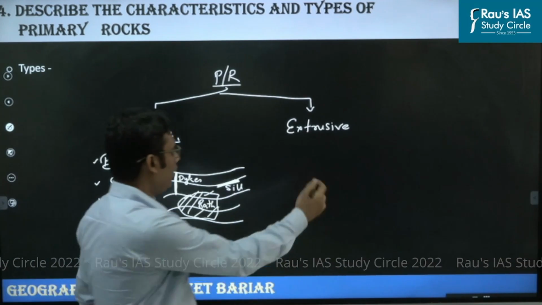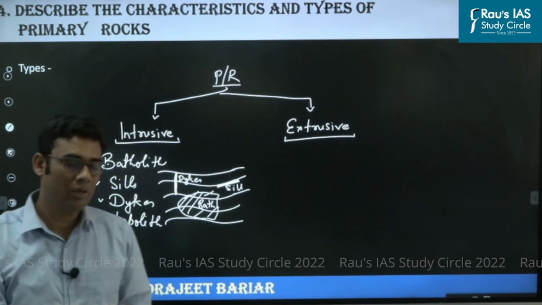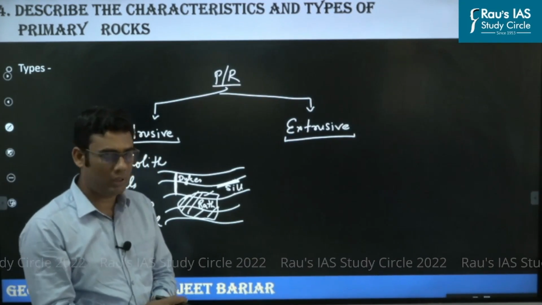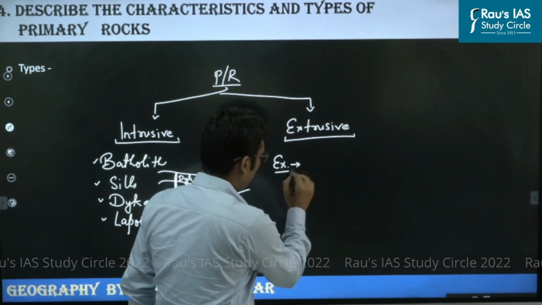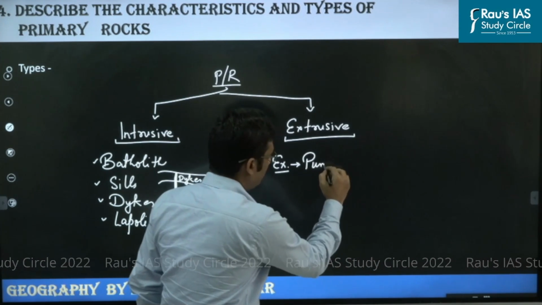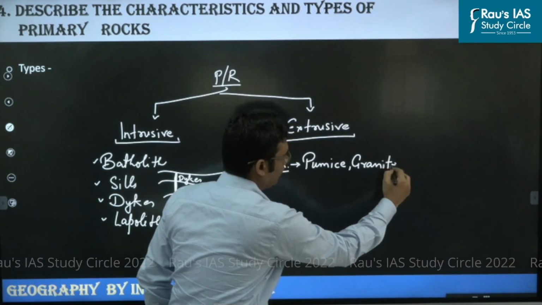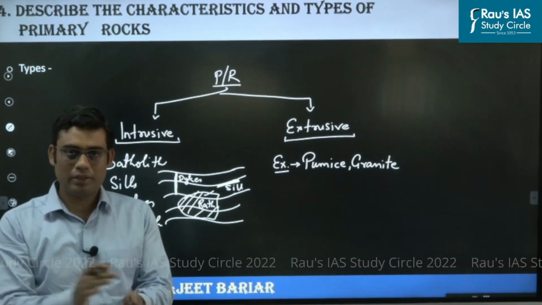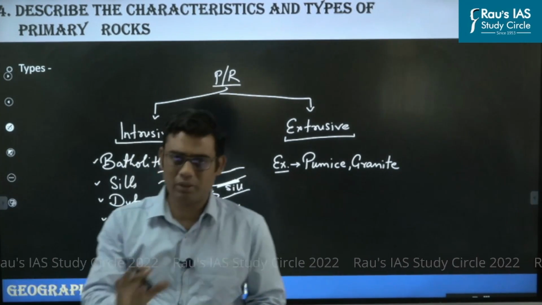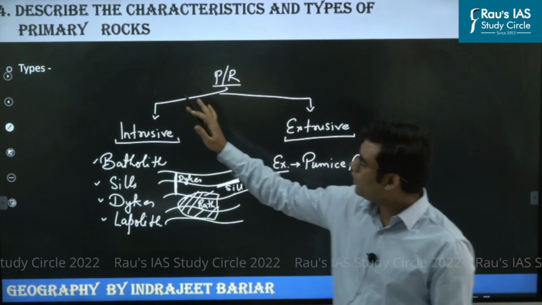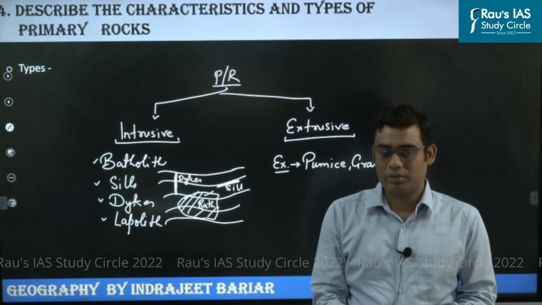And then coming to the extrusive igneous rocks, which are formed on the surface of the earth, again you could have given certain examples over here. Say for example, pumice, granite. So these are certain examples that we will be putting for the extrusive igneous rocks, and your answer is completed. So you see the question: describe the characteristics and types of primary rocks. This is the first question.